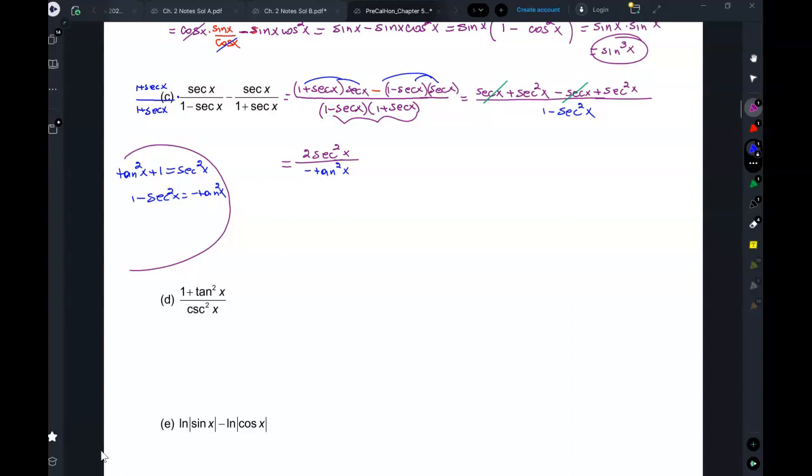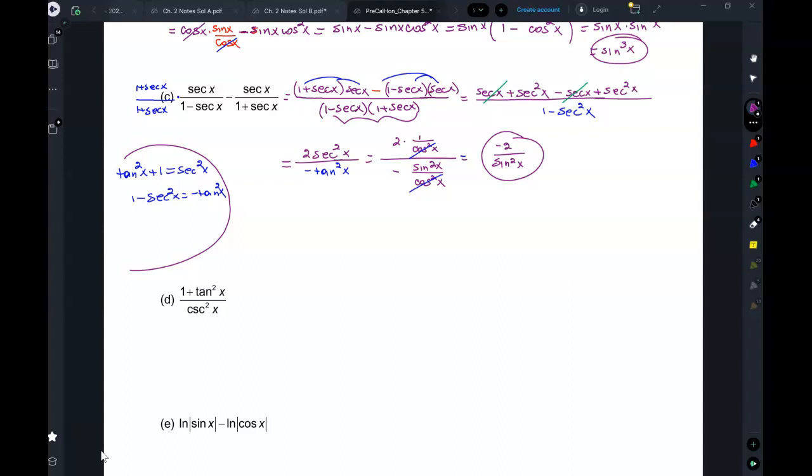But look, we're not done yet because it's not in terms of sine and cosine. This is 2 times what's secant? What over what? 1 over cosine squared. What's tangent? Sine squared over cosine squared x. Now what cancels? The cosines cancel. So what do I have? Negative 2 over sine squared x. And that's fine.